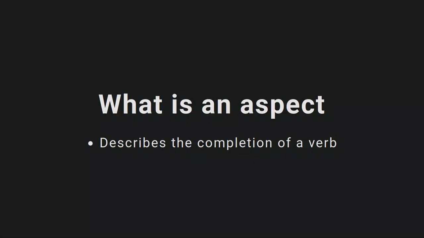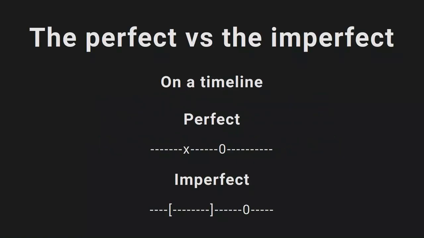So in a nutshell, an aspect is a part of the verb that describes how it was completed. At least in Spanish, that's how it works. So let's take a look at this. On a timeline here where the O or the 0 represents now and the dotted line represents time, we can see that the perfect represents something that happened once and was finished, right? So if you swam today, it's done. You can point to it and say this is when it occurred, like I swam at noon.